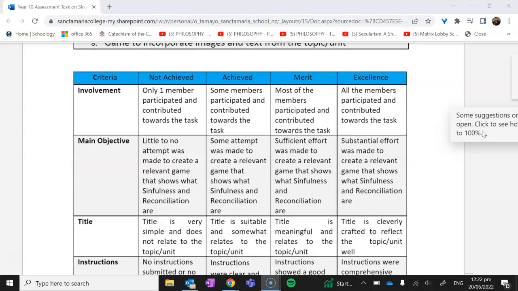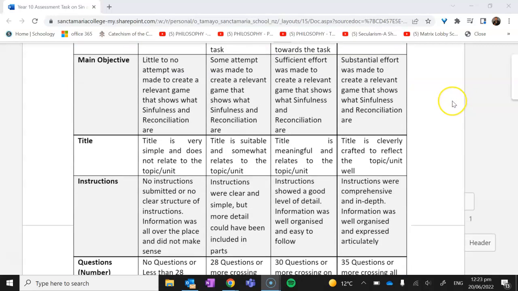We now proceed to the criteria. Number 1. Involvement. For your group to get an excellence, all the members should have participated and contributed towards the task. Main objective. There is a substantial effort that was made to create a relevant game that shows what sinfulness and reconciliation are. Next, title. The title is cleverly crafted to reflect the topic or unit well.